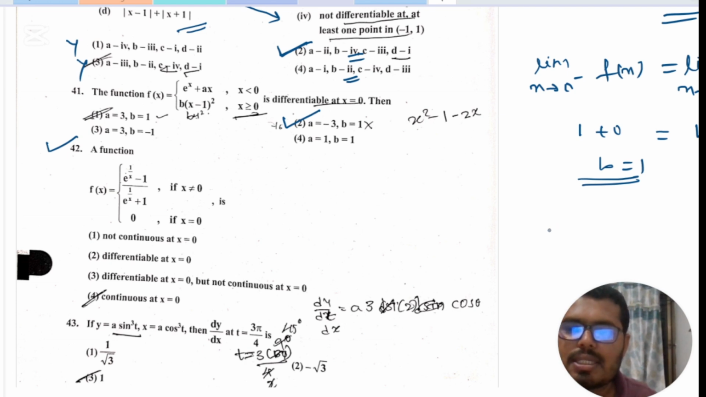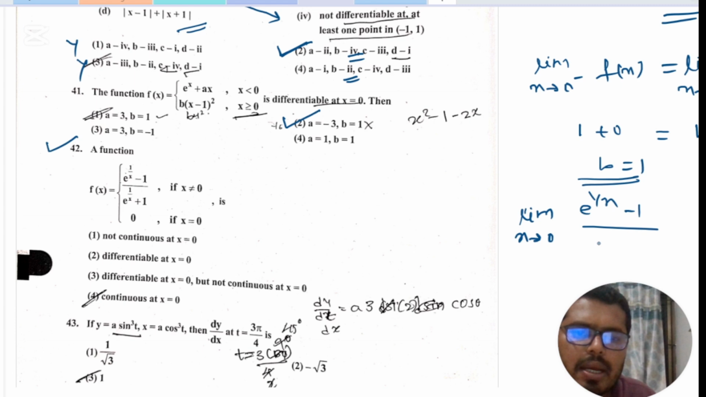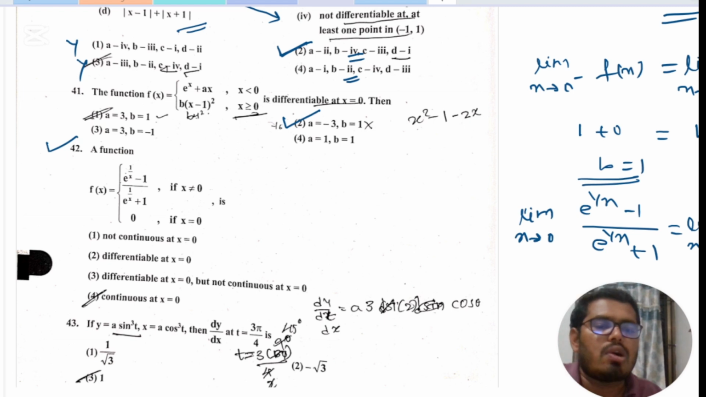Question number 42. To find out whether f of x is continuous, take the limits here. Limit as x tends to 0 of e raised to 1 by x minus 1 divided by e raised to 1 by x plus 1. If you take e raised to 1 by x common, you get limit as x tends to 0 of 1 minus e raised to minus 1 by x divided by 1 plus e raised to minus 1 by x.